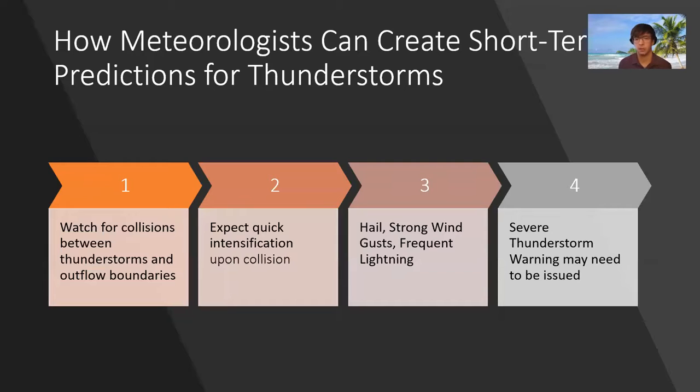So how can looking at these mesoscale boundaries be useful for meteorologists? Although these boundaries may look innocent at first on radar, if it is looking like it's going to collide with a storm, you can expect quick intensification upon collision, which can create conditions such as hail, stronger wind gusts, and frequent lightning. Sometimes these collisions can be so strong or enhance the storm so much so that the storm needs to be warned because any hail or wind gusts from it are meeting the severe thunderstorm criteria.